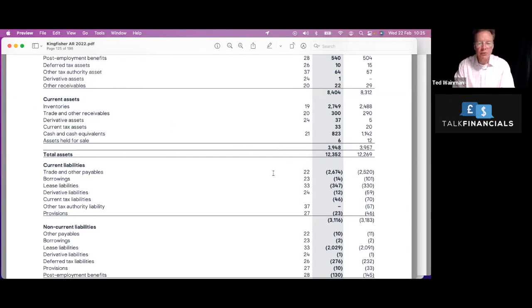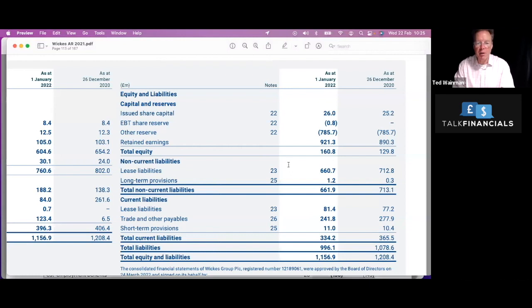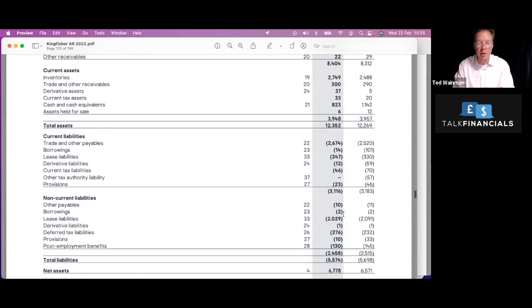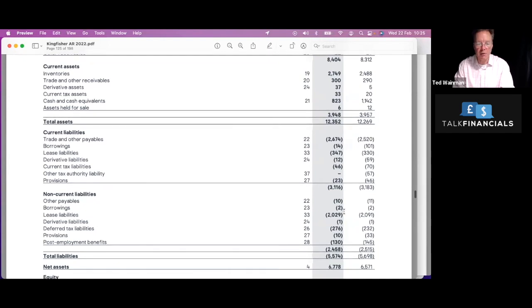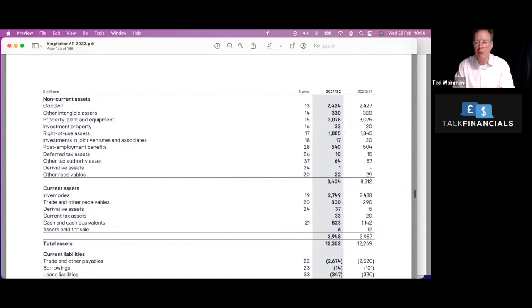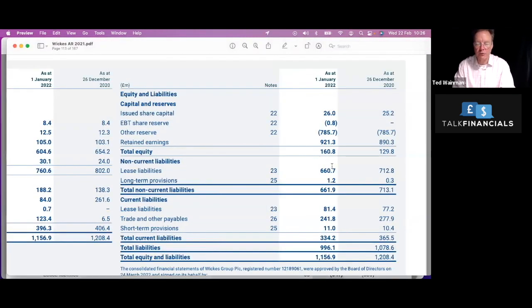In terms of the non-current liabilities, for Wickes, Kingfisher. So Kingfisher, most of their non-current liabilities is this lease liability. Now, we've talked about this before. Lease liabilities, these two numbers together, are basically what's funding the right of use assets here, and that will be driving the interest payments on their income statement.